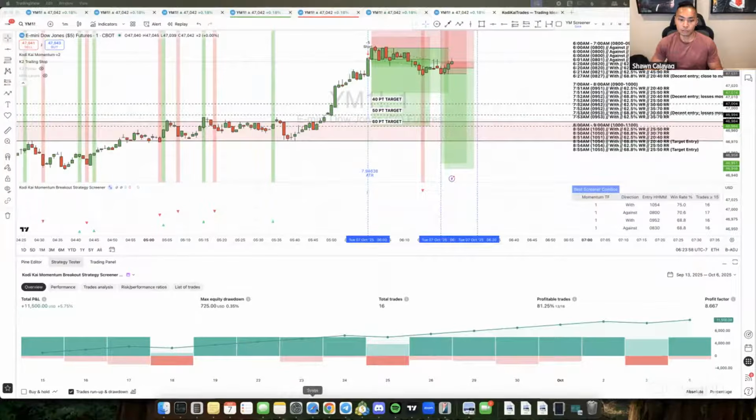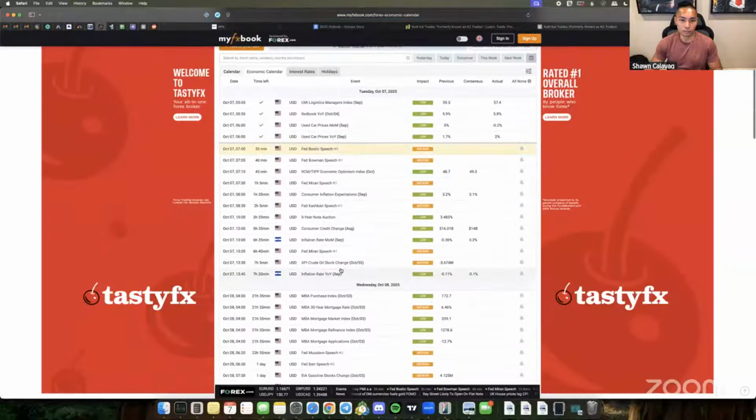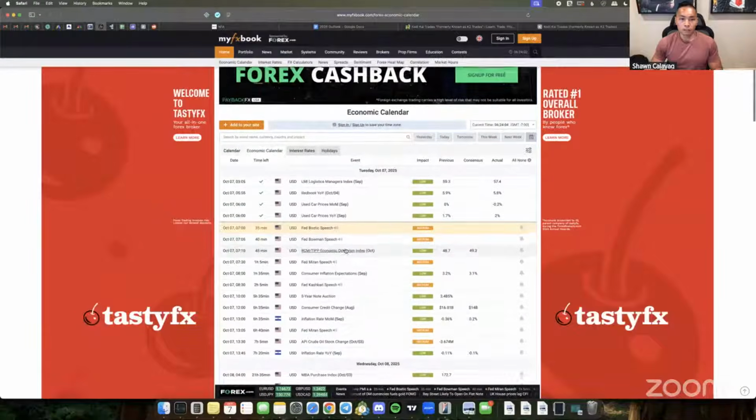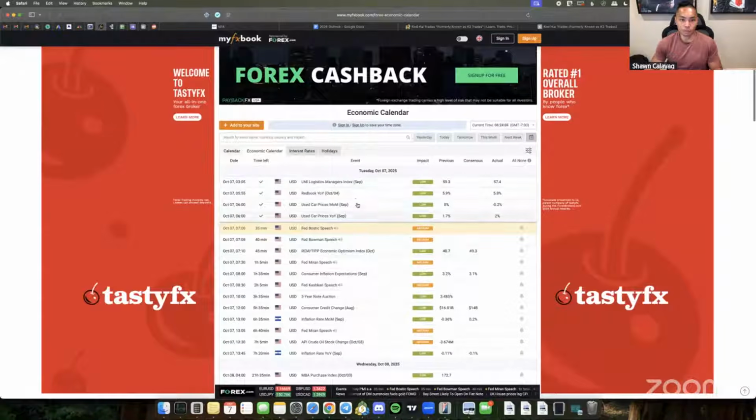Let's check the calendar for the news. There's like medium impact news here pre-market. There's import exports, or actually, there's not even any news. They took it off. There was import exports, but because of the government shutdown, they took out all the news. There's just no news today. Again, because of the government shutdown.